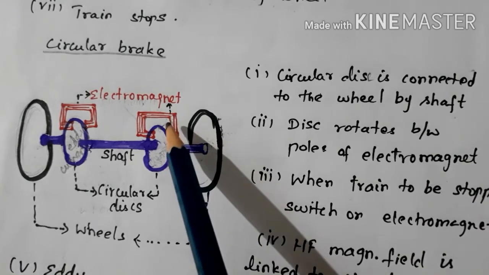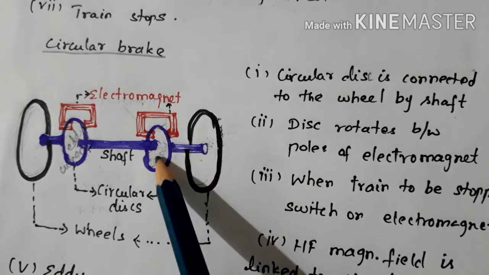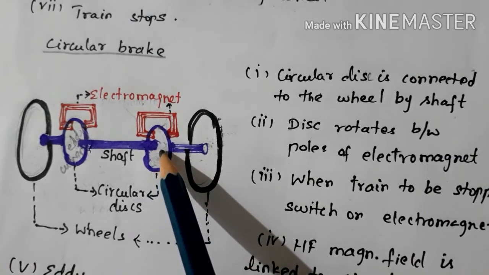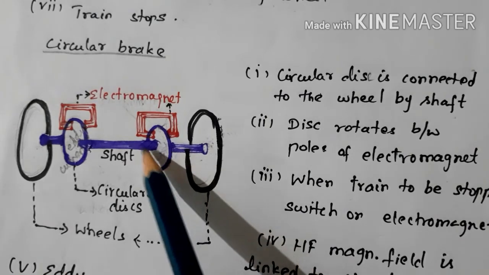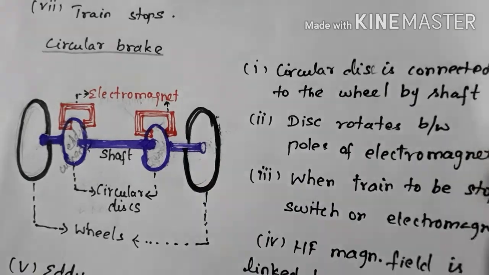So when the train is to be stopped, you switch on the electromagnet. Eddy current will be produced in this circular disc, the rotating circular disc. The eddy current will oppose the motion of the disc. The disc stops rotating, hence the wheel also stops rotating, right?